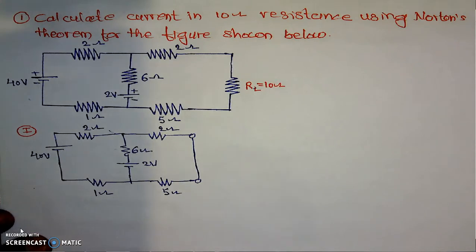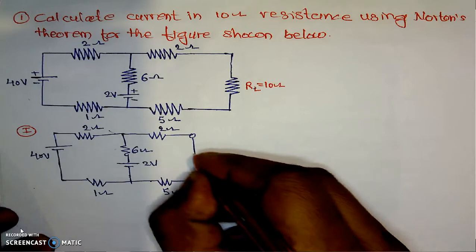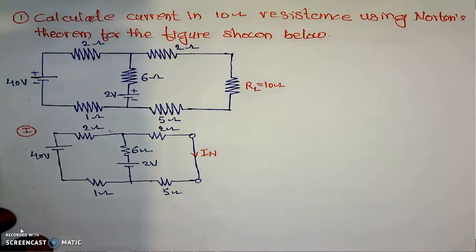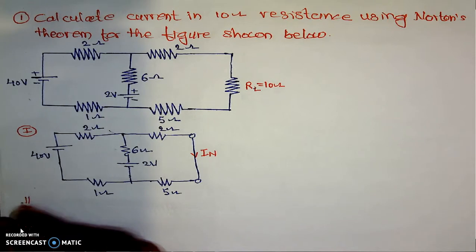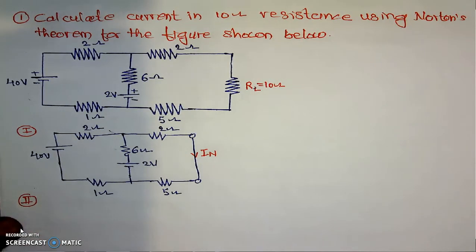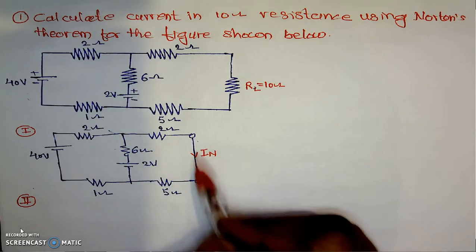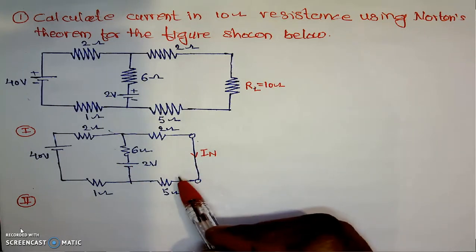Now, our aim is to calculate the current in the load resistance. I will name this current IN, that is Norton's current. And in step number 2, we will calculate the current in the short circuit, which is the Norton's current. As I discussed in the previous video, I used the nodal analysis method for the calculation of the current in the short circuit.